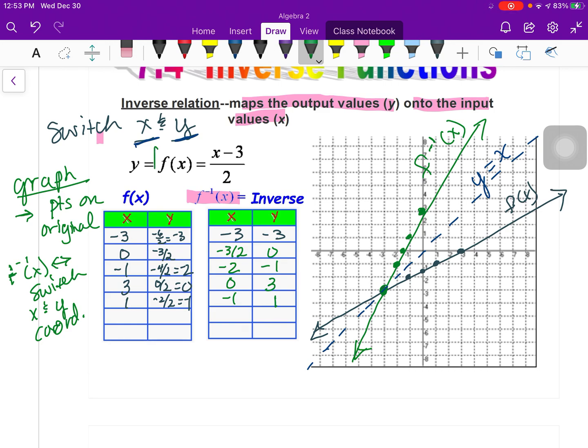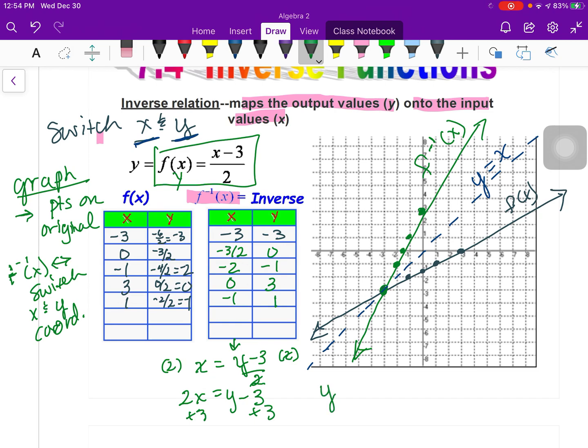If we were going to write the inverse of this function as an equation, we would switch our x and our y. So this presently reads y equals (x minus 3) divided by 2. So it would read x equals (y minus 3) divided by 2. And then we're going to solve for y. So first I would have to multiply by 2, and then add 3. So I would get y equals 2x plus 3. And that is my inverse.